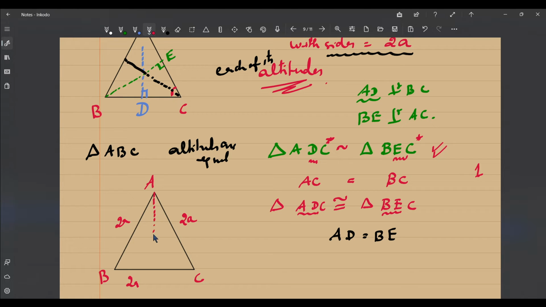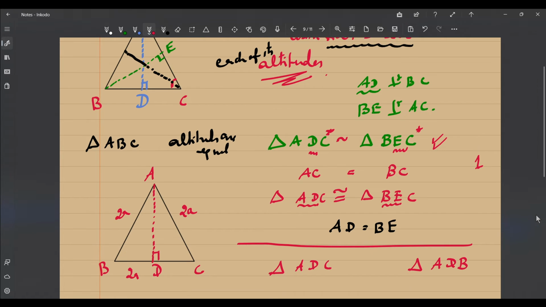So let me draw one altitude, AD, which is perpendicular to BC, and let me try to find the length of AD. So now let's compare triangle ADC and triangle ADB. Why are we comparing? Because even looking at the figure, since the sides are equal, we have an intuition that maybe the perpendicular bisects BC. It divides BC equally. So we're just trying to verify it. We need a proper proof. Intuition doesn't work here.